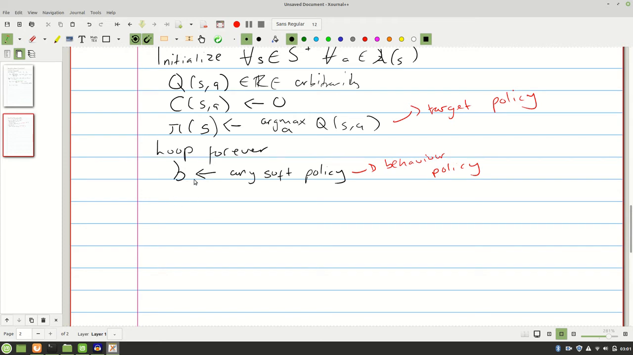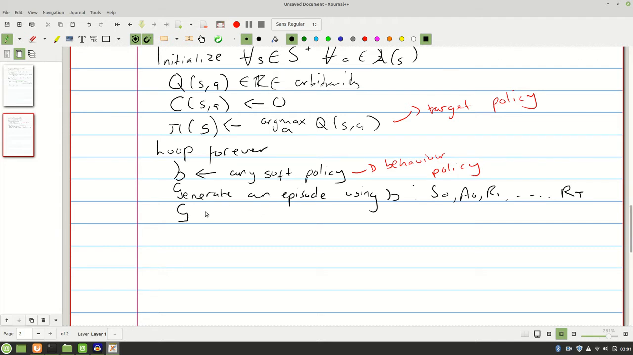So we have B, which is any soft policy. So we're going to generate an episode using B. The episode, as usual, looks like S0, A0, R1, all the way up to some final time step when we receive our final reward, which is our capital T. Again, something which you should be familiar with.